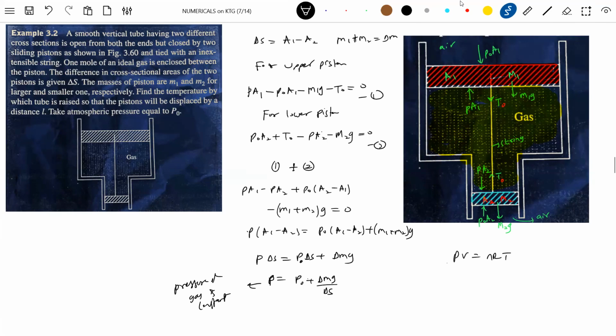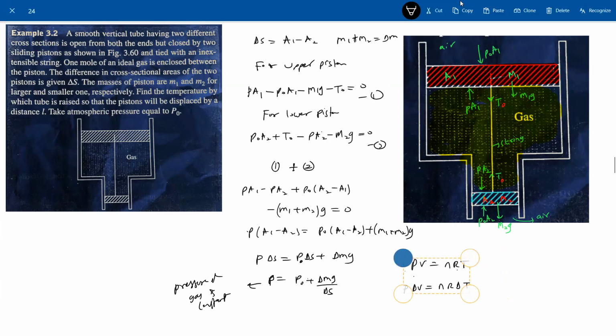PV equal to nRT. Find the temperature by which the tube is raised so that the piston will be displaced by a distance L. Pressure is constant, pressure will not change. So as I raise temperature, volume will change. So P delta V is equal to nR delta T. I think this is our idea.